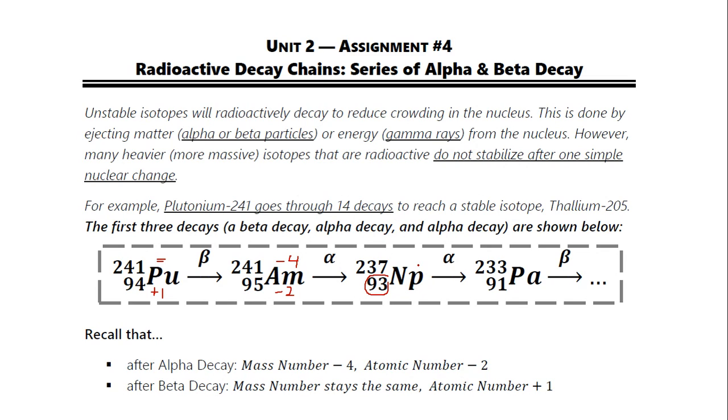And then we keep going from there. We go through another alpha decay, so minus 4 on our mass number, minus 2 on our atomic number. We're left with protactinium-233 with an atomic number of 91, which then goes through a beta decay, so our mass number stays the same. We add 1 to our atomic number, and we go on and on and on.